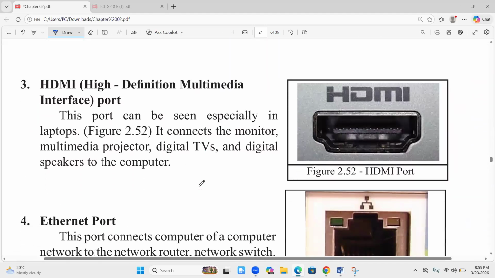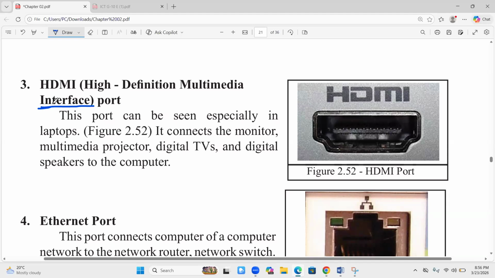Then the HDMI port is also used to connect the display units like monitor, multimedia projector, digital TVs, and digital speakers, right? HDMI means high definition multimedia interface. In earlier computers, there were VGA ports to connect these visual devices like monitor and multimedia projector.